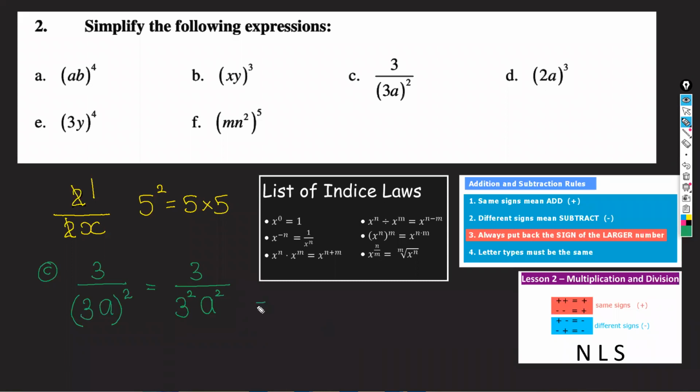And to continue this working, 3 squared is the same thing as 3 multiplied by another 3, and then you have the a squared. Everybody with me so far? I just apply the square to everyone here. And then I said, just like how 5 squared is 5 multiplied by 5, I can say this is 3 multiplied by 3. Everybody with me so far?